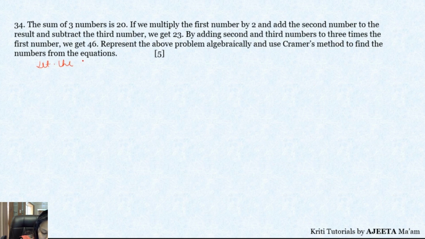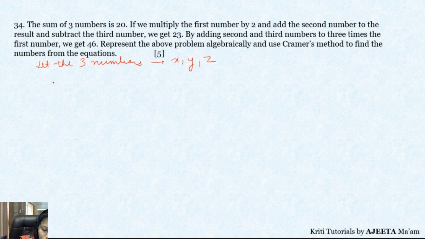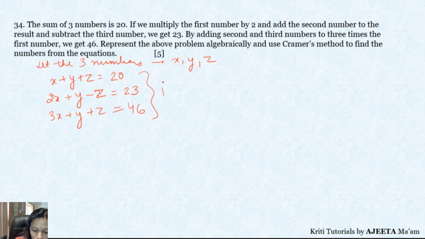Right, so first let's form the equation. So let the three numbers be x, y, z. Correct. Now sum of three numbers is 20. Okay, now if we multiply the first number by 2, second number को हमें add करना है, and third number को हमें subtract करना है, and then we get 23. So I get 2x plus y minus z is 23. By adding the second and third number to 3 times the first, so 3 times the first, adding the second and third, what do we get? 46. So these are the three equations.